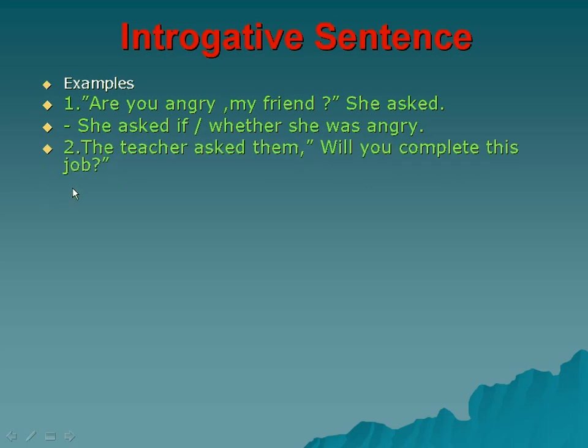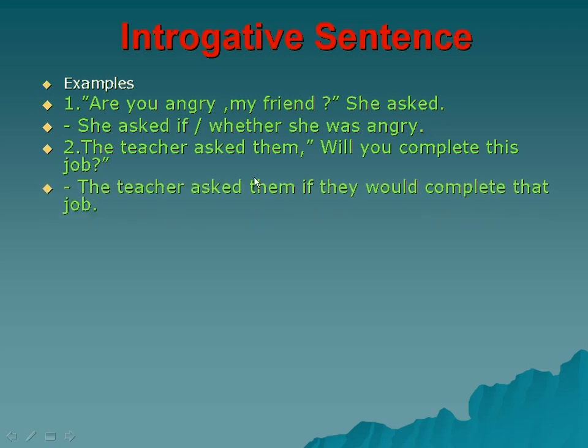See second example. The teacher asked them, will you complete this job? This is also an interrogative sentence, a yes/no type sentence, because this sentence begins with will, an auxiliary verb or helping verb. And the answer is: The teacher asked them if they would complete that job.